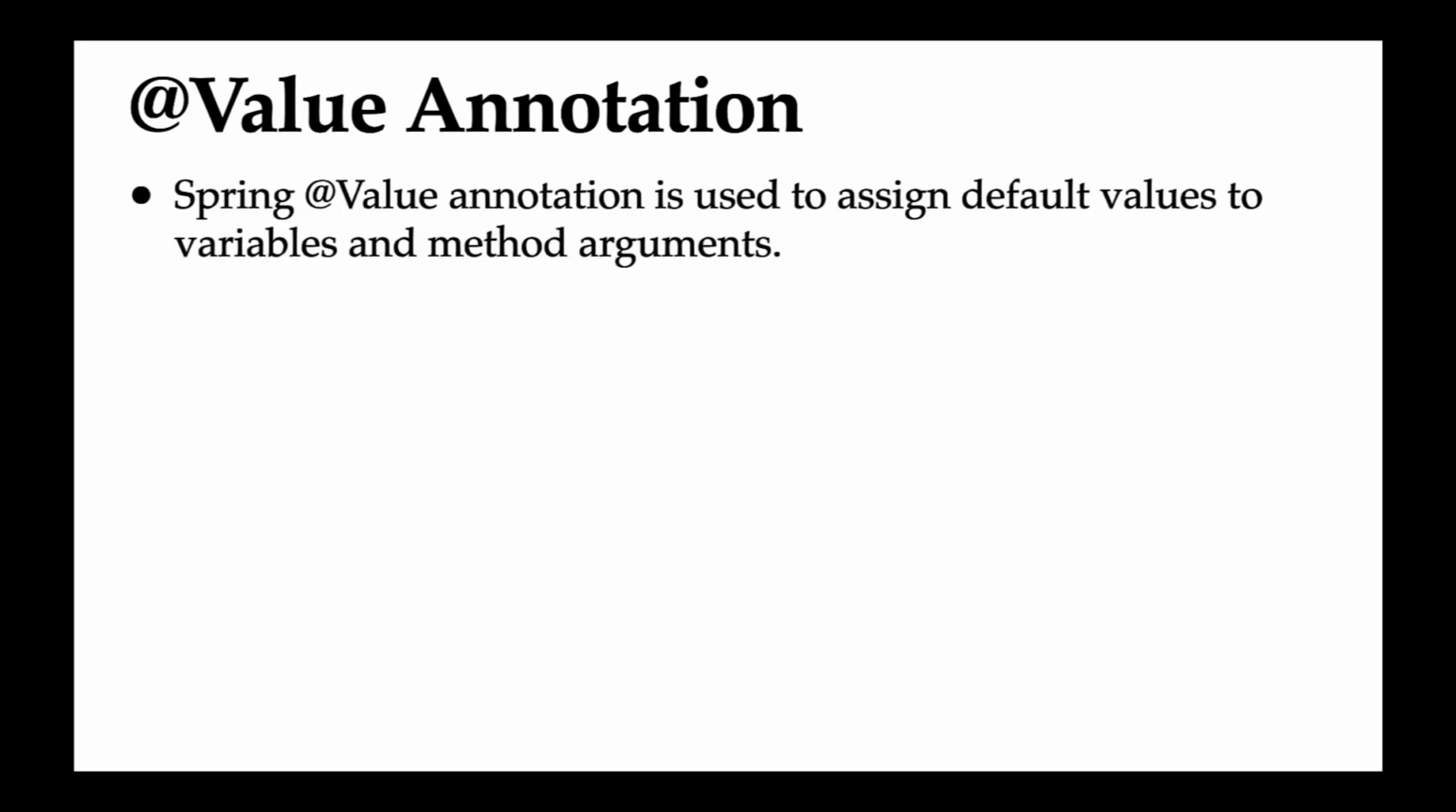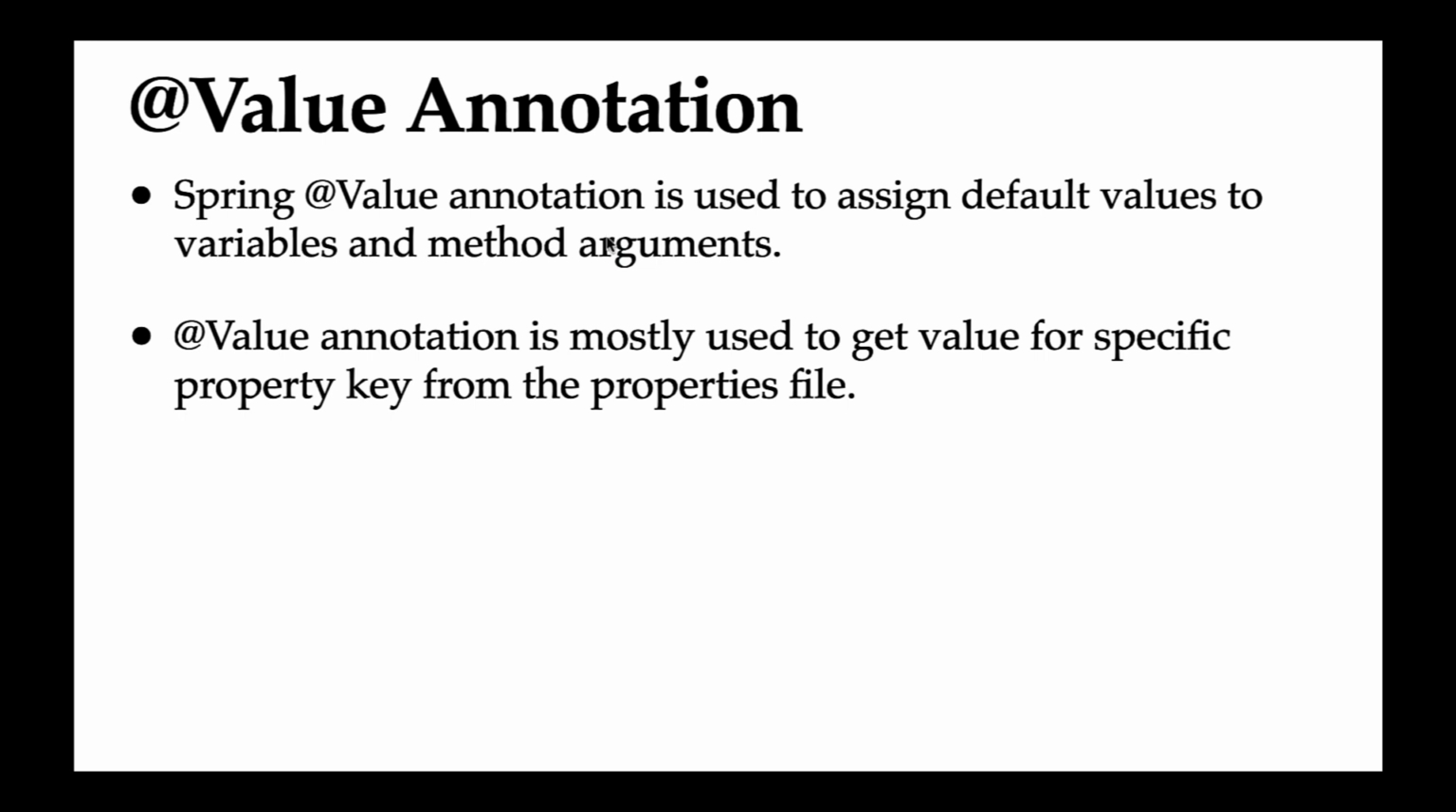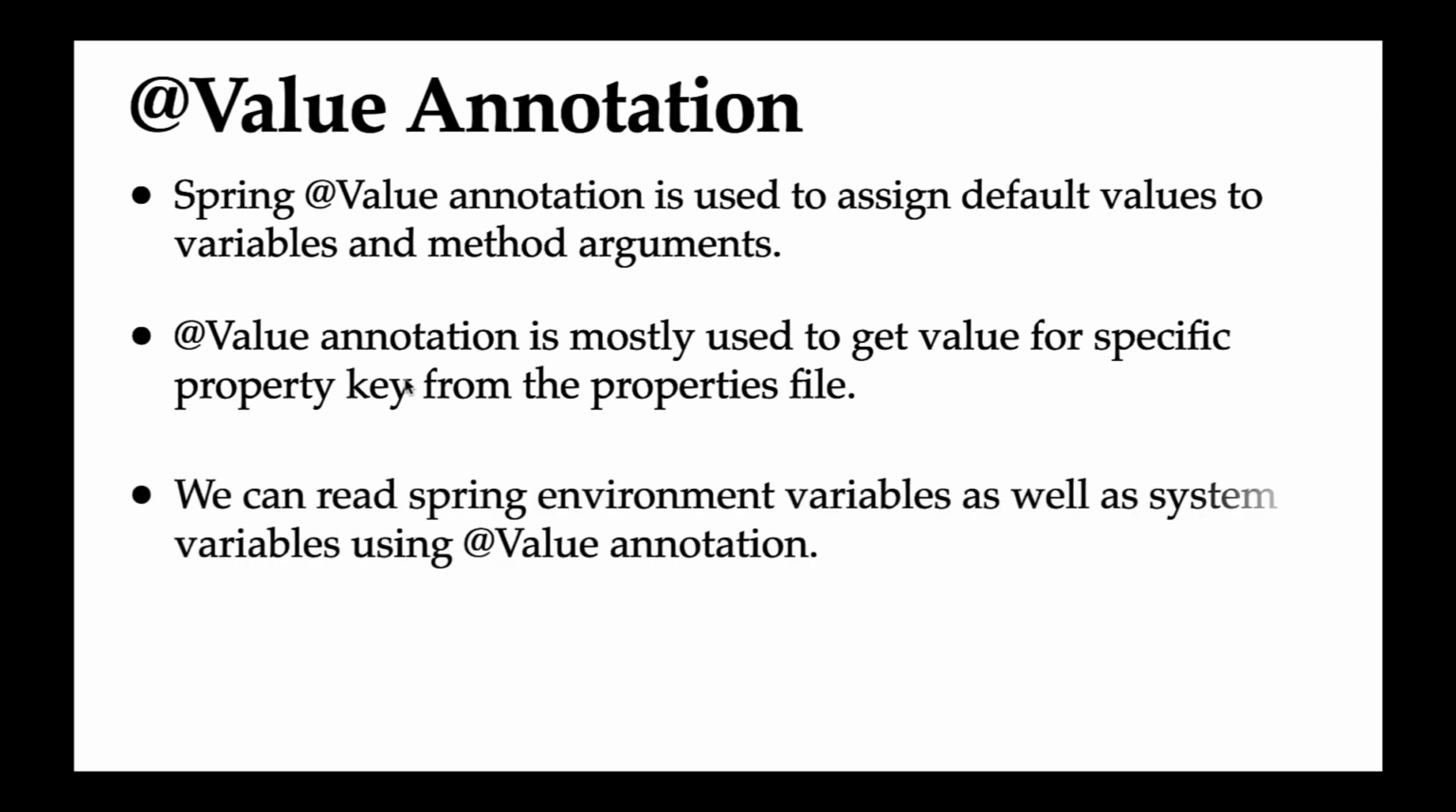Hi everyone, welcome back. In this video, let us take a look at the @Value annotation. Spring provides the @Value annotation to assign default values to variables and method arguments. The @Value annotation is mostly used to get a value for a specific property key from the properties file. We can read Spring environment variables as well as system variables using the @Value annotation. Next, let me demonstrate all these points with an example.